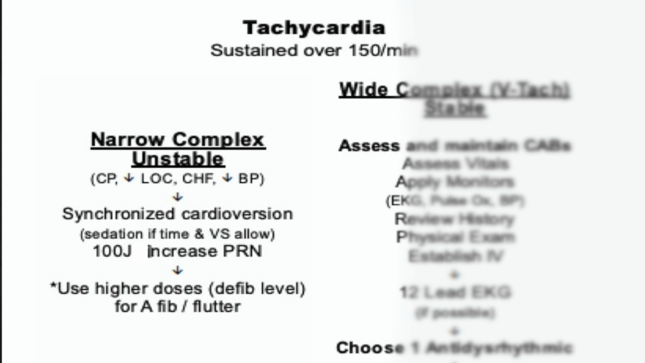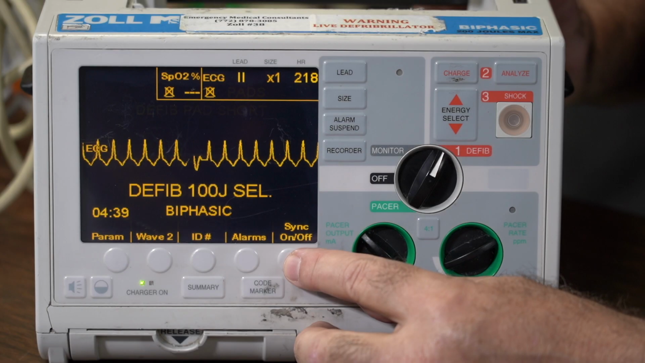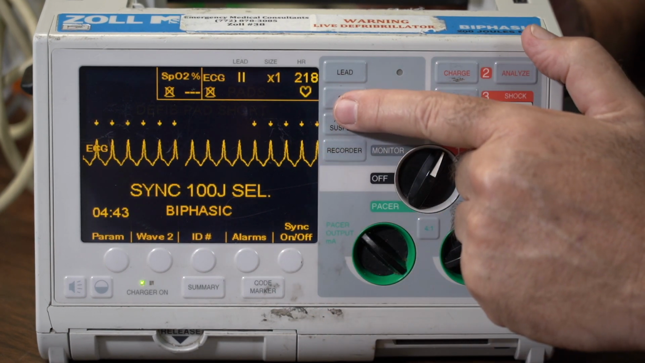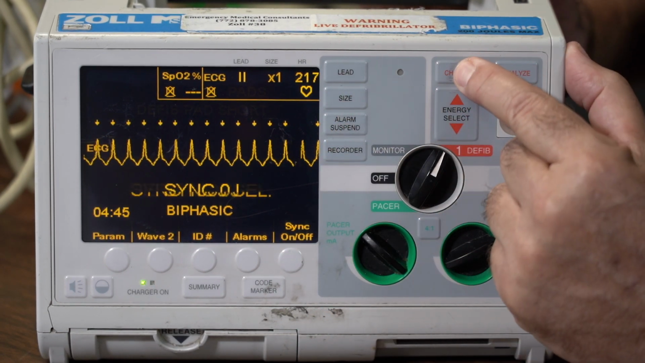If the patient has atrial fibrillation, the physician may choose to start at a higher energy level than the 100 joules. But the general rule is we start them at 50 to 100 joules, and just for ease of teaching, we'll say 100 joules. Synchronized, which means you have to turn the synchronizer on the defibrillator.